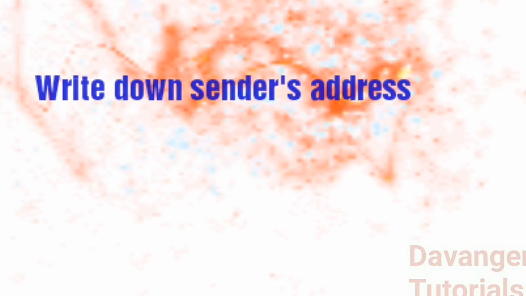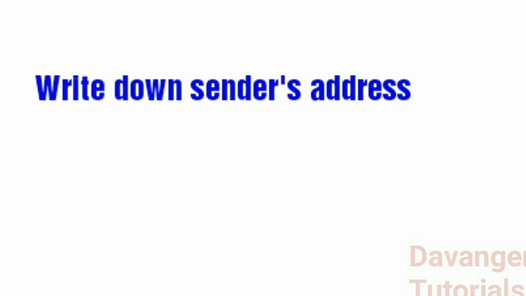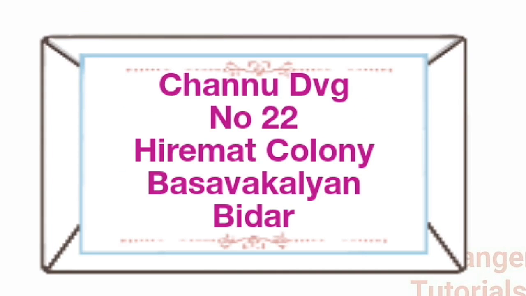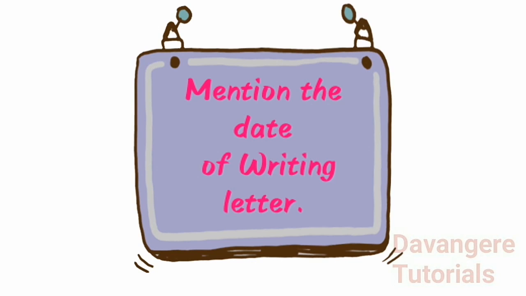Step 2. In step 2, you have to write the sender's address. It may be you. Otherwise, they might have given clues. See there, Chennur DVG, Number 22, Hirambat Colony, Pasukalland, Bidar. That's my address. It's the sender's address. Right. You are on the track. You can pause if you want to.